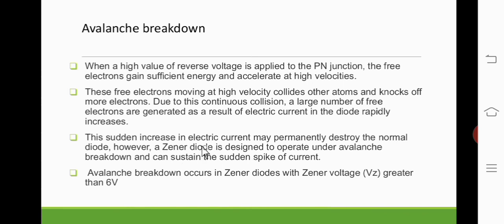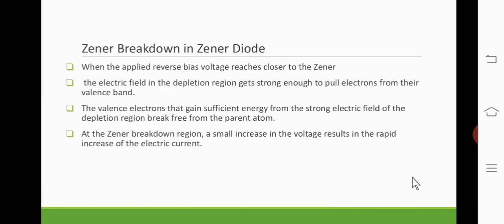Initially we told that the zener diode is heavily doped. Why? Because we designed it like that so that it should withstand that voltage and actually achieve this avalanche breakdown. Next, avalanche breakdown occurs in the zener diode when the zener voltage is greater than 6 volts. When the voltage is greater than 6 volts, we are able to get the avalanche breakdown.